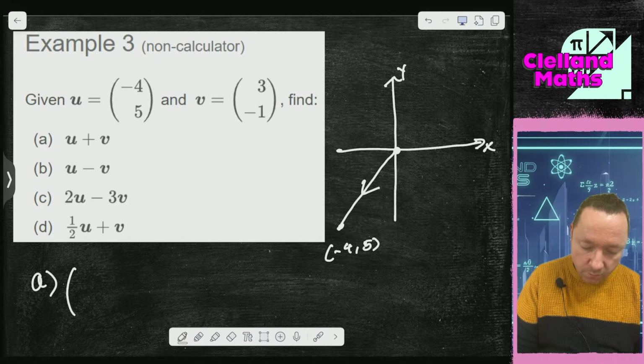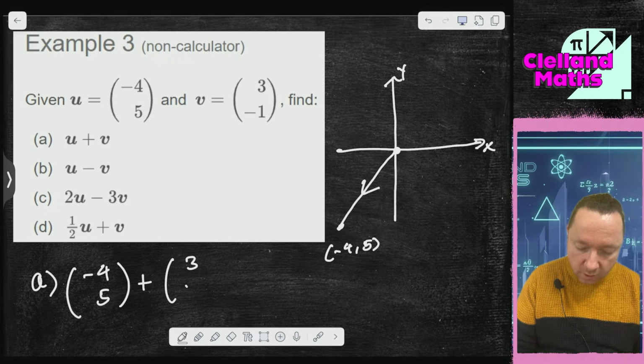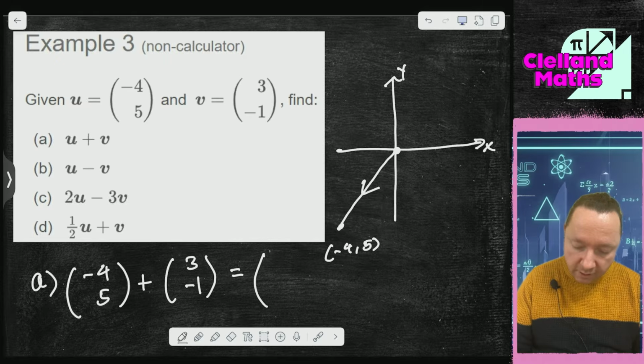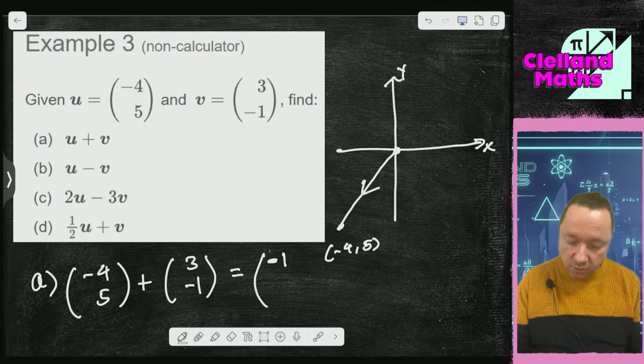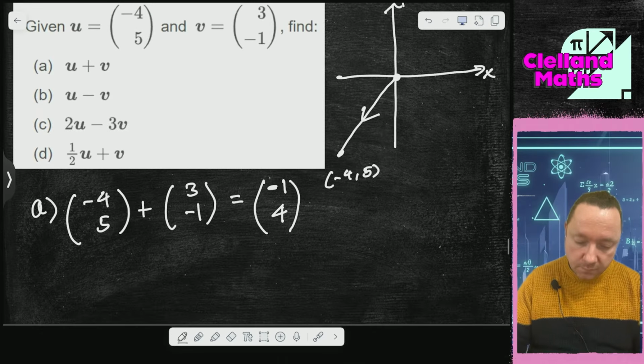A, I want to do U, which is (-4, 5), plus V, which is (3, -1). So I'll just add the top. Minus 4 add 3 is minus 1. 5 plus minus 1 is 5 minus 1, which is 4. So I get (-1, 4), and we're done there for part A.